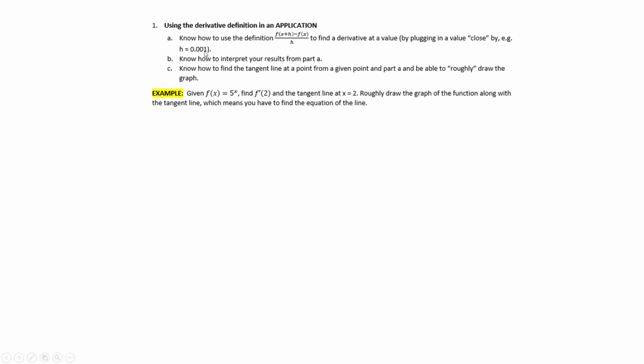So such as 0.001 or 0.01, whatever, and then be able to interpret and then know how to find the tangent line. So what will happen on the test is I will give you a function, which I give you right here, and you will have to use this formula and find the derivative at a particular point. And remember what that means. That means what is the slope at 5 to the x power at x equals 2.